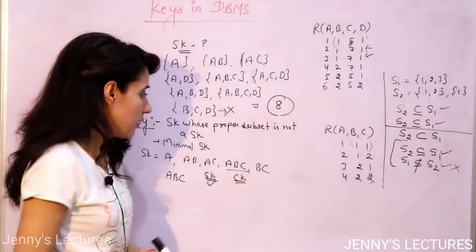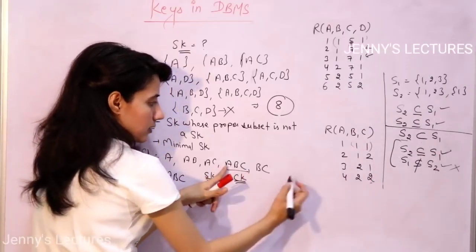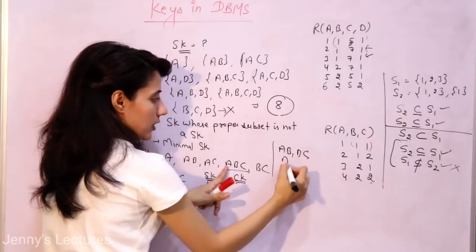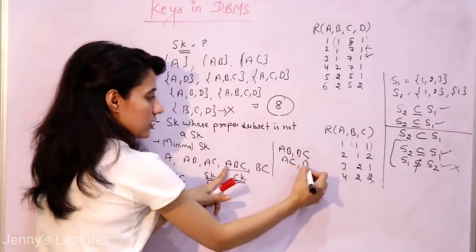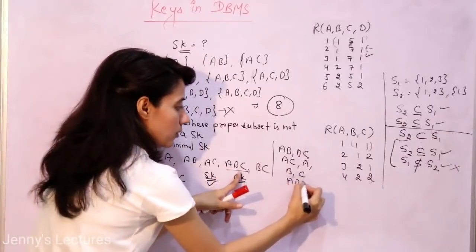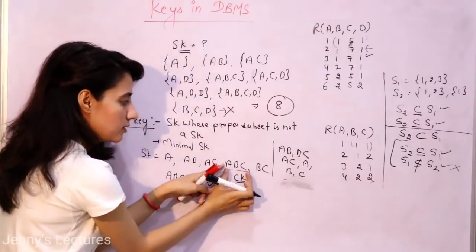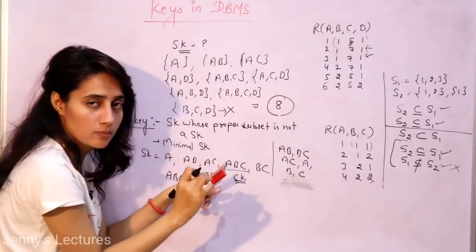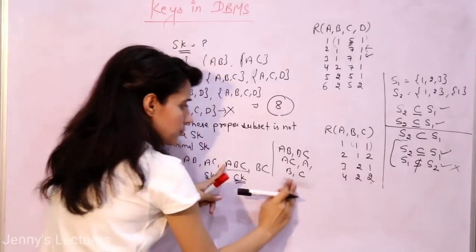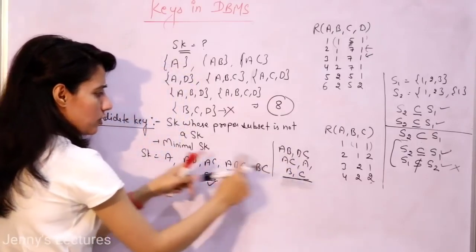Now the proper subsets of ABC can be AB, BC or AC, as well as A, B and C. ABC cannot be a proper subset, right? A proper subset has fewer elements than that set, maybe 1 less element, 2 less elements. Now check whether the proper subsets are super keys or not.